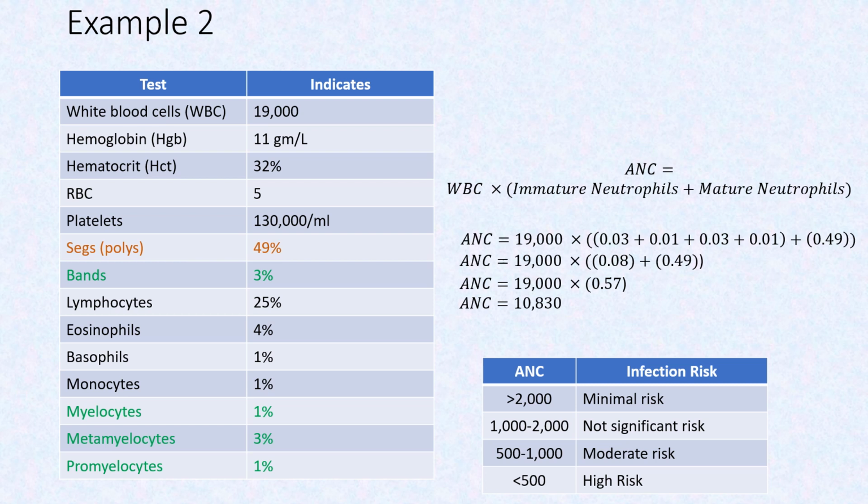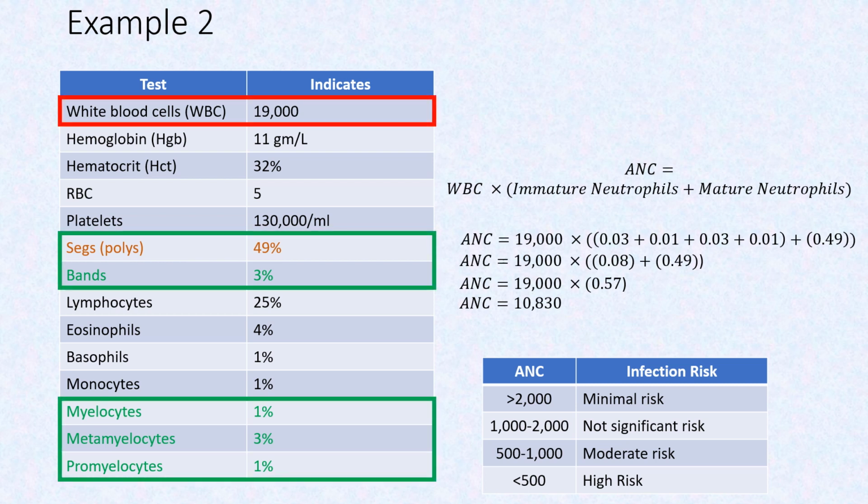In example 2, the white blood cells are 19,000. The mature neutrophils or segs are 49%. The immature neutrophils are the bands, myelocytes, metamyelocytes, and promyelocytes at values of 3, 1, 3, and 1% for a total of 8%. When added to the mature neutrophils, this equals a total neutrophils of 57%, or 0.57. When entered into the formula, 19,000 multiplied by 0.57 equals 10,830. This is greater than 2,000 and reassuring for no infection.